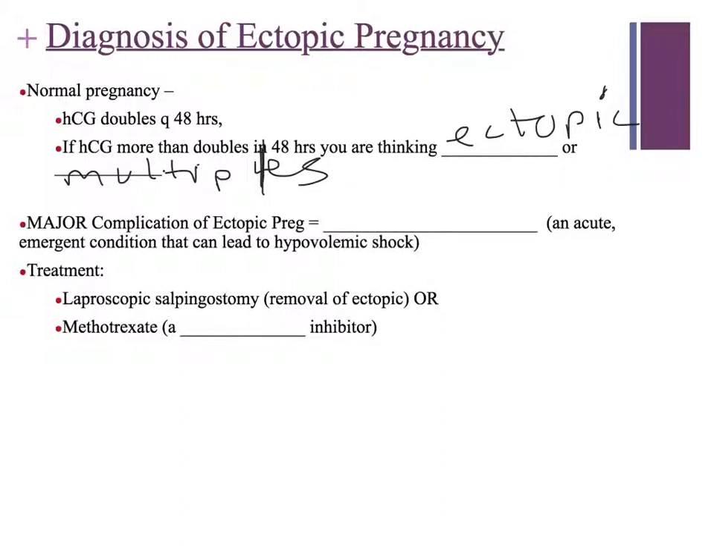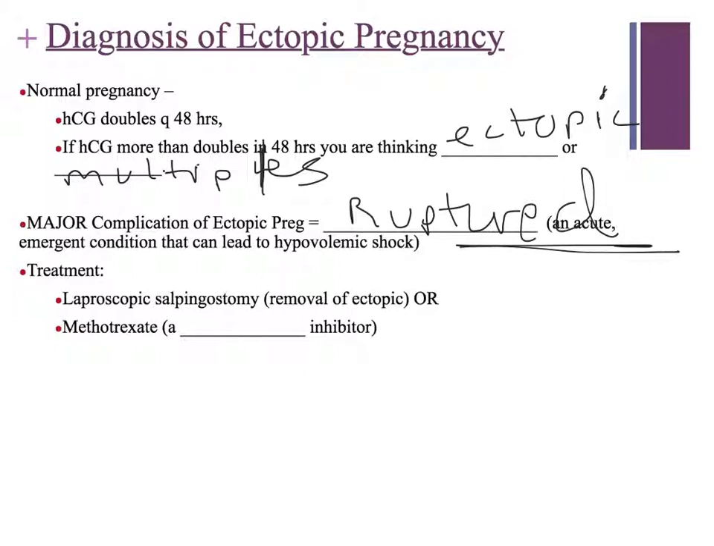Okay, the major complication of an ectopic pregnancy is that it ruptures, and this can put mom into hypovolemic shock because she's going to be bleeding. It's immediate surgery, and she normally loses the tube. If we diagnose it before rupture, there's two different treatment plans. So hopefully this is diagnosed early before a rupture occurs.